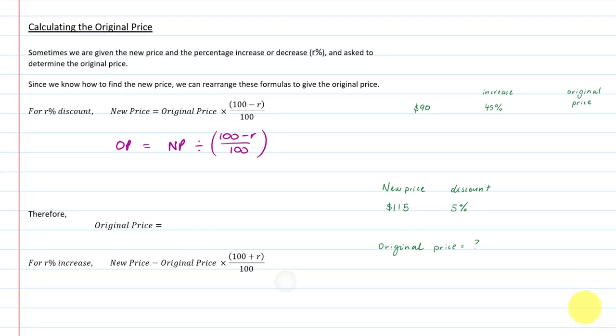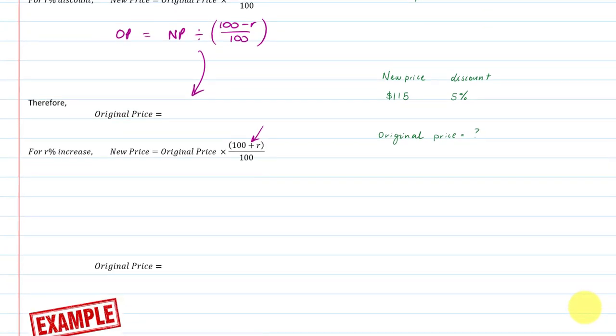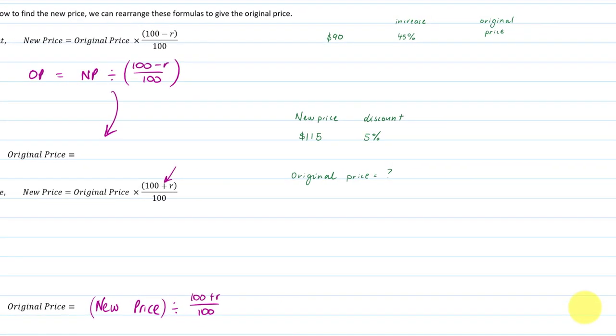And that works there. Equally, we get the same formula, but where we have a markup. So the original price in this case, which I write down here, is equal to the new price divided by 100 plus R over 100. And we can reciprocate that fraction and do a multiplied by. But I'll leave it at that. So let's have a look at a question.